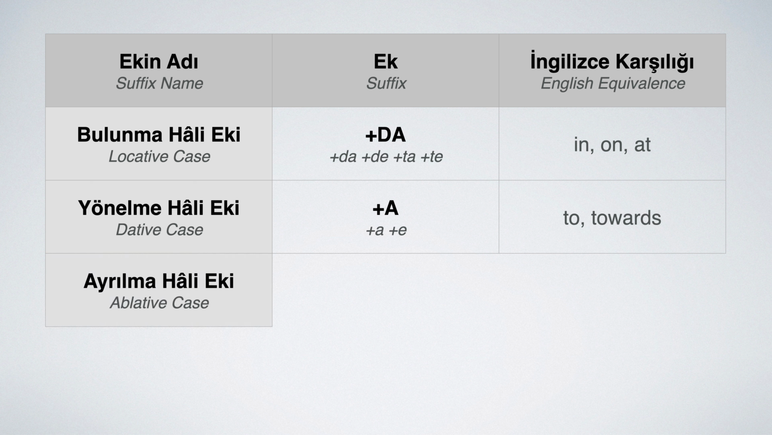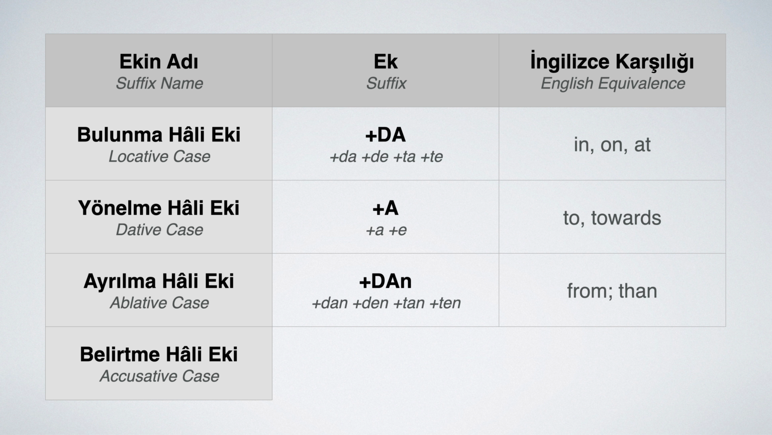Ayrılma hali eki, ablative case. Dan, yani, dan, den, tan, ten. And in English, it equals to from, or when you compare stuff, than. And they sound similar. Dan, then, right? So you can keep in mind.